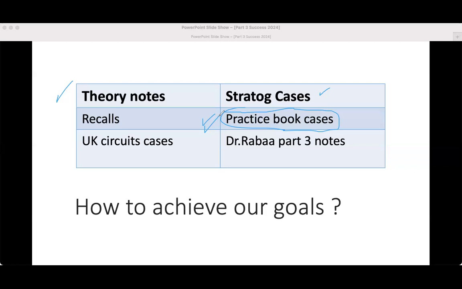And the Oxford book is a book for the trainees in the UK. So it has a very important collection of cases. It's more than 100 cases. And it's very important. Most of these cases were already used in the exam. So it's like you are practicing and recalling at the same time. So it's very useful. Then we come to Dr.